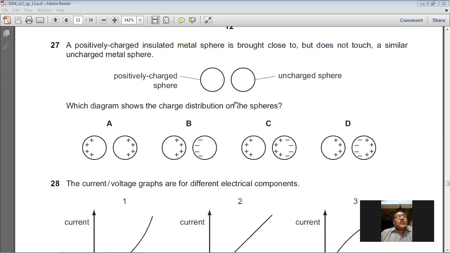For question number 27, which diagram shows the charge distribution on the sphere? D looks the best option, because on the left end of the uncharged sphere there should be negatives, since the negatives will be attracted by the positively charged sphere. So here we will have some negatives, and on this side we will have some positive charge because electrons are transferred to the left hand. So D is the right choice.